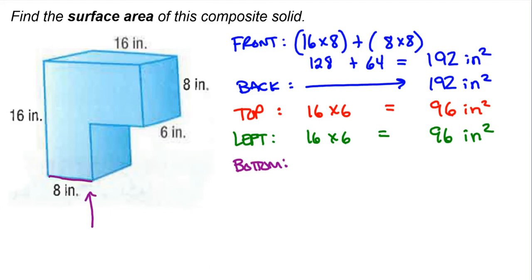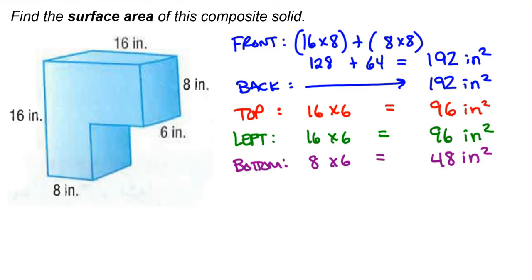So the bottom is right here. We can imagine that. And the bottom here is going to be an 8 by 6 rectangle. And that's 48 square inches. And then I'm going to do the right side, which actually is kind of composed of 3 rectangles over here because it kind of juts in and out.